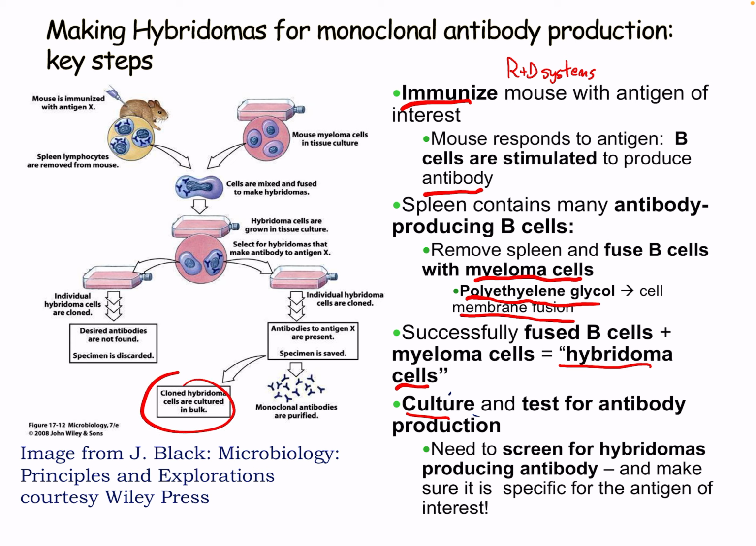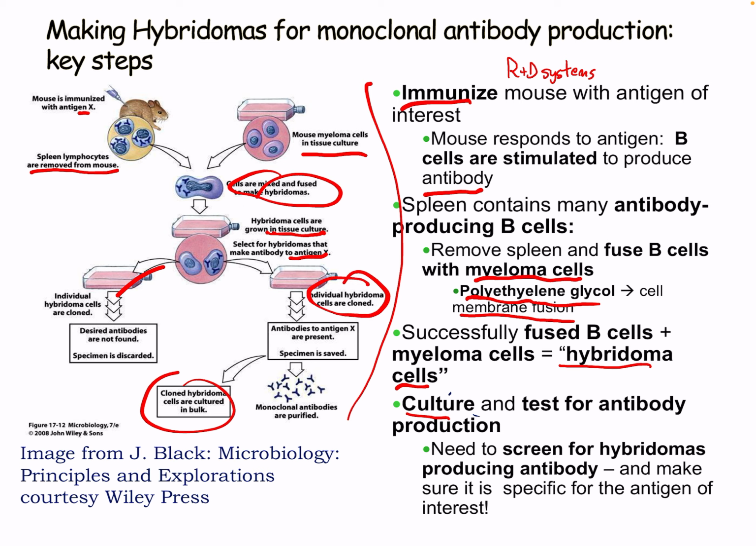Essentially, these are cultured, and here's a good figure to summarize it. Again, our mouse is immunized with antigen X, which can be anything. Spleen lymphocytes are removed from the mouse. Myeloma cells are in tissue culture. They're mixed to make the hybridomas. Hybridoma grows in tissue culture. We select the hybridomas that make antibody for that antigen. The rest are removed. Then individual cells are cloned, and our antibodies to antigen X are present, and the specimen is saved. They keep dividing, we keep taking them out again and again, and then we have these in bulk.